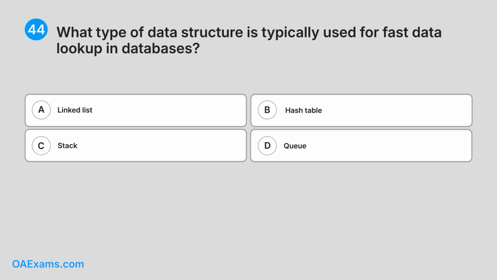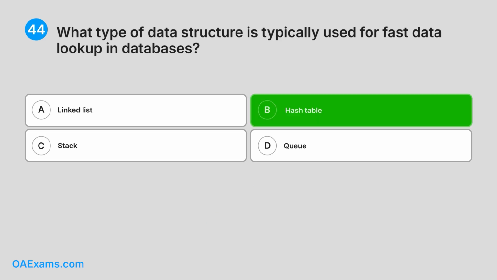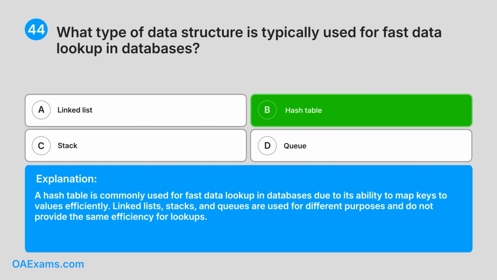Correct answer B. Hash table. Explanation. A hash table is commonly used for fast data lookup in databases due to its ability to map keys to values efficiently. Linked lists, stacks, and queues are used for different purposes and do not provide the same efficiency for lookups.